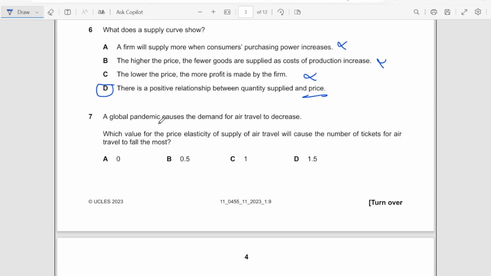A global pandemic causes the demand for air travel to decrease. Which value of the price elasticity of supply for air travel will cause the number of tickets for air travel to fall the most? So let me elaborate using a diagram. What they're saying is that the demand for air travel has decreased. So this is your demand curve, and the demand curve is shifted towards the left from D1 to D2, let's say, right? And the thing is, the more elastic the supply is, the greater the fall will be in quantity.